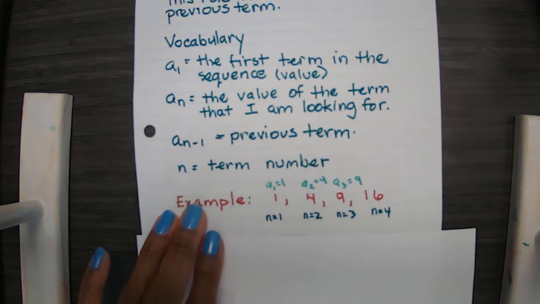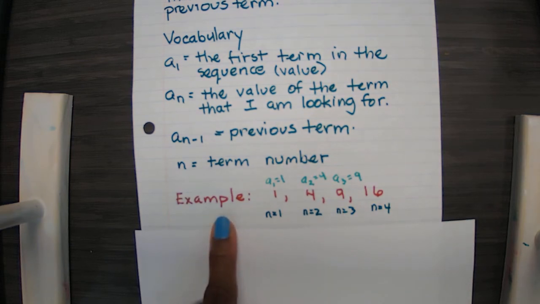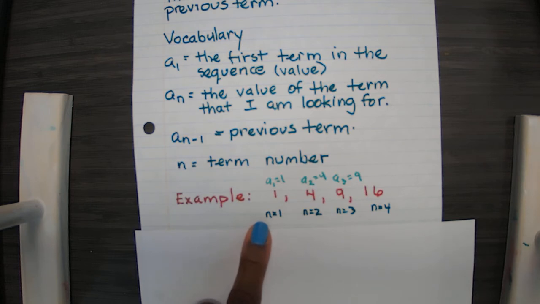Now, for example, let's look at the sequence 1, 4, 9, 16. This is not arithmetic and it's not geometric. Matter of fact, it's a quadratic sequence, but I'm just using it as an example. In our assignments, this would be one that you would mark neither. It's neither arithmetic, you're not adding each time, and it's not geometric, you're not multiplying each time. Notice it says n minus 1, n minus 2, n minus 3. That's your term number. A sub 1 is 1. A sub 2 is 4. A sub 3 is 9. So that's the value of your term number.